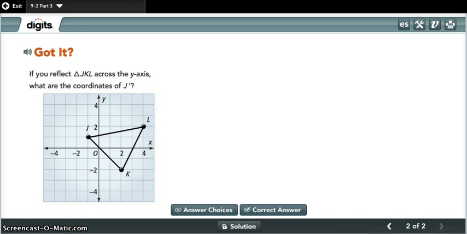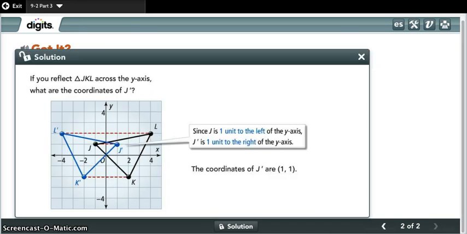Go ahead and try your got it and then your close and check. Here's the answers to your got it and your close and check.